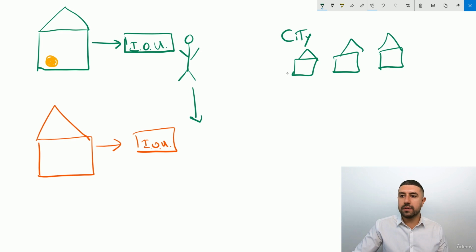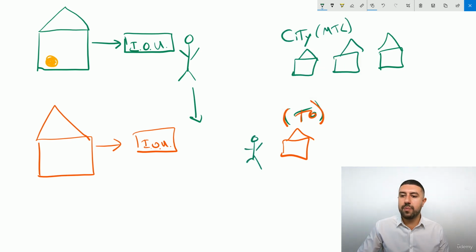if then tomorrow I go, let's say this is Montreal, MTL. If I go to Toronto, and I go there and I try to buy something with my paper bill here, well, the store is going to be like, what is this IOU here?